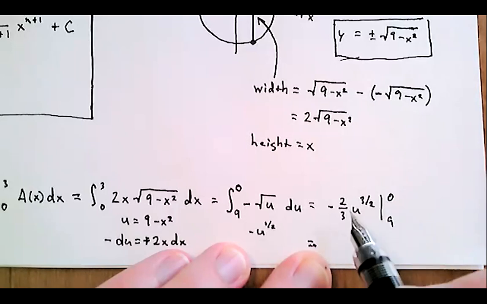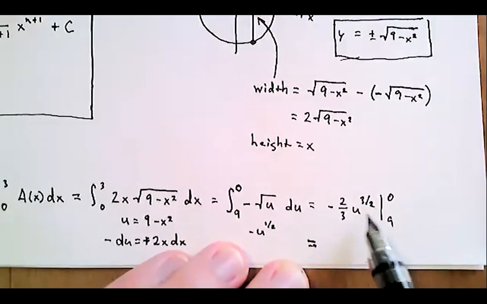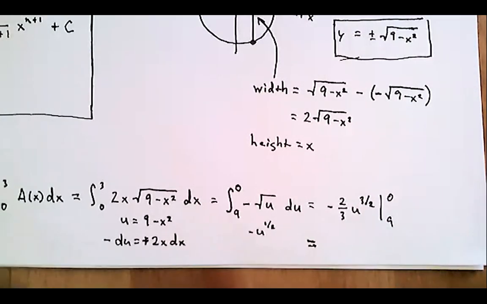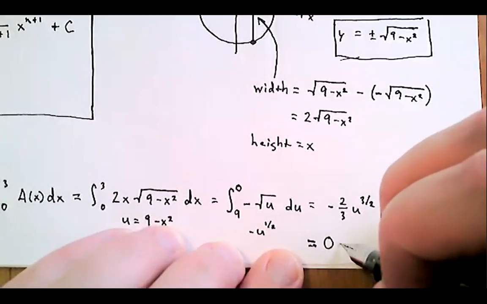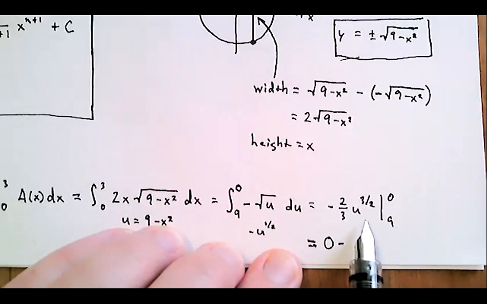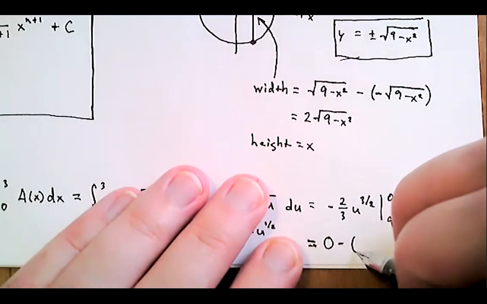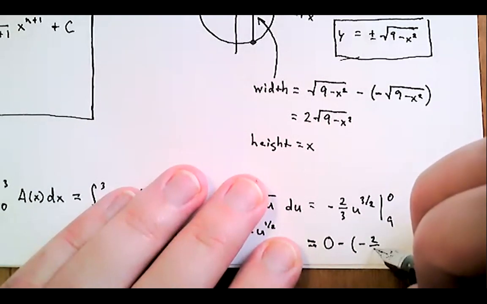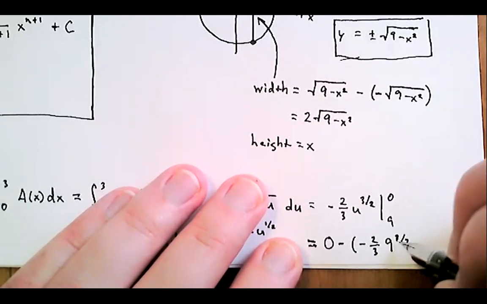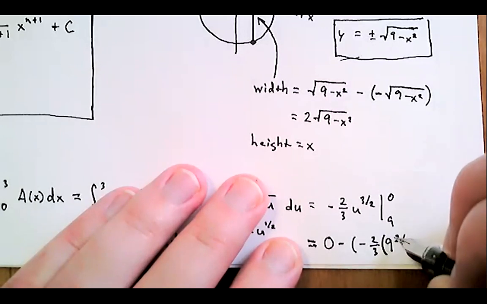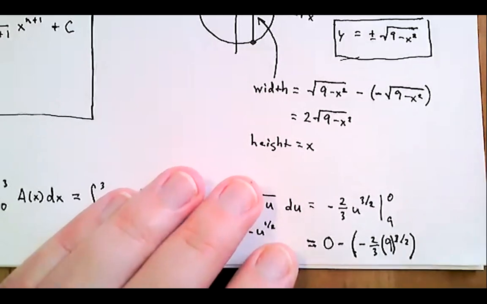Okay, so when you plug in 0, what do you get? 0. Right, because you just have 0 to a power, you get 0 back. So we don't have to worry about that one. So 0 and then minus whatever we get when we plug in 9. And we pick up an extra minus sign. And then we have 9 to the 3/2 power. This is a little messy because there's a lot going on here.